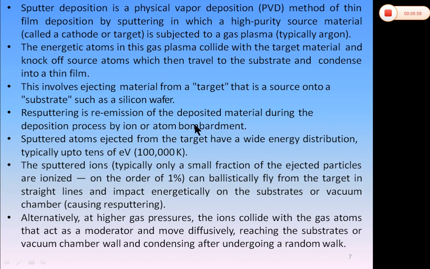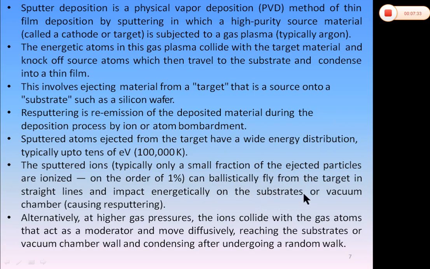Sputtered atoms ejected from the target have a wide energy distribution, typically up to tens of electron volts, that are 100 to 1 lakh K. Of the sputtered particles, typically only a small fraction are ionized, on the order of 1% only, and that can ballistically fly from the target in a straight line and impact energetically on the substrate.